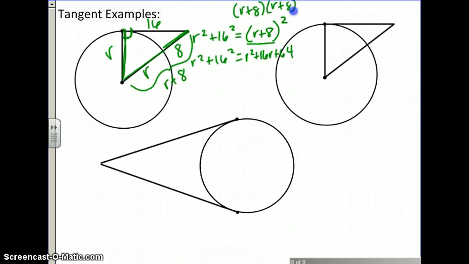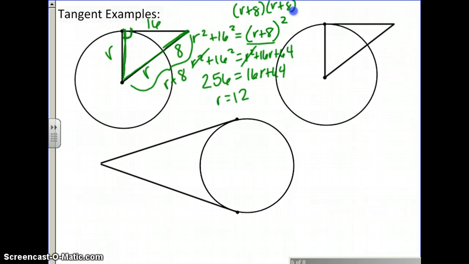Now let's solve for R. Well, we have an R squared on each side, so they should cancel out. Okay? Then we have 16 squared is 256. And that equals 16R plus 64. If you keep going and solve, you get R to be 12.